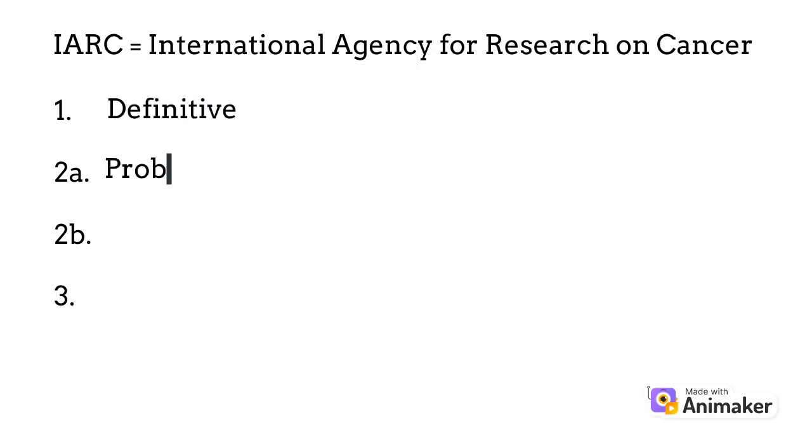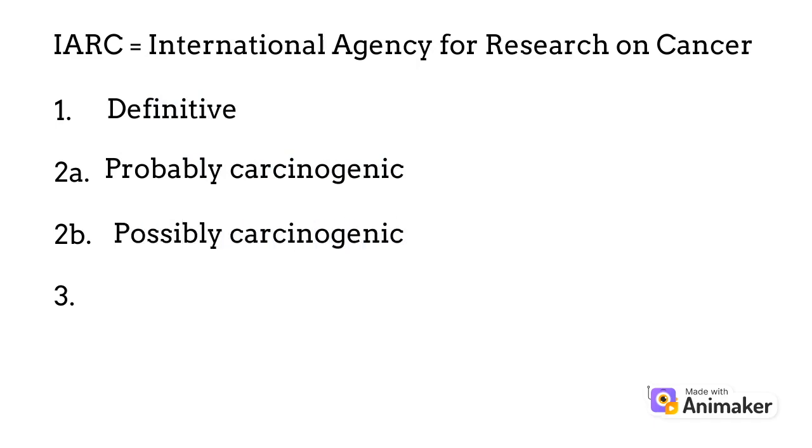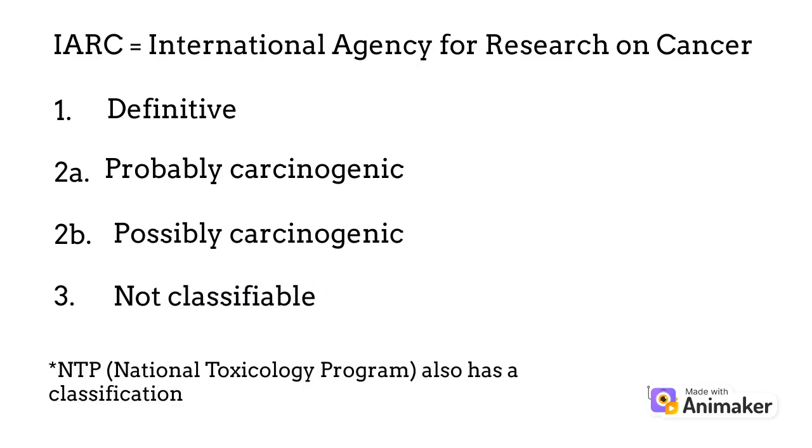The IARC, or the International Agency for Research on Cancer, lists 4 categories of carcinogens. There's Group 1, which is definitive, Group 2A, which is probably carcinogenic, Group 2B, which is possibly carcinogenic, and Group 3, which is not classifiable as a carcinogen. The NTP, or the National Toxicology Program, is a similar organization that has its own classification system, slightly different, but more or less the same information.